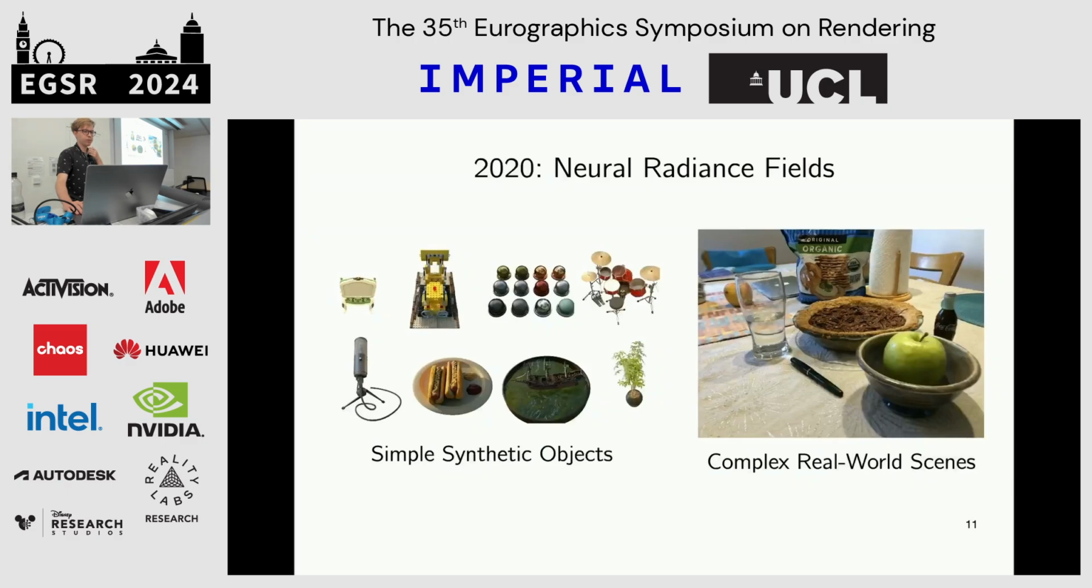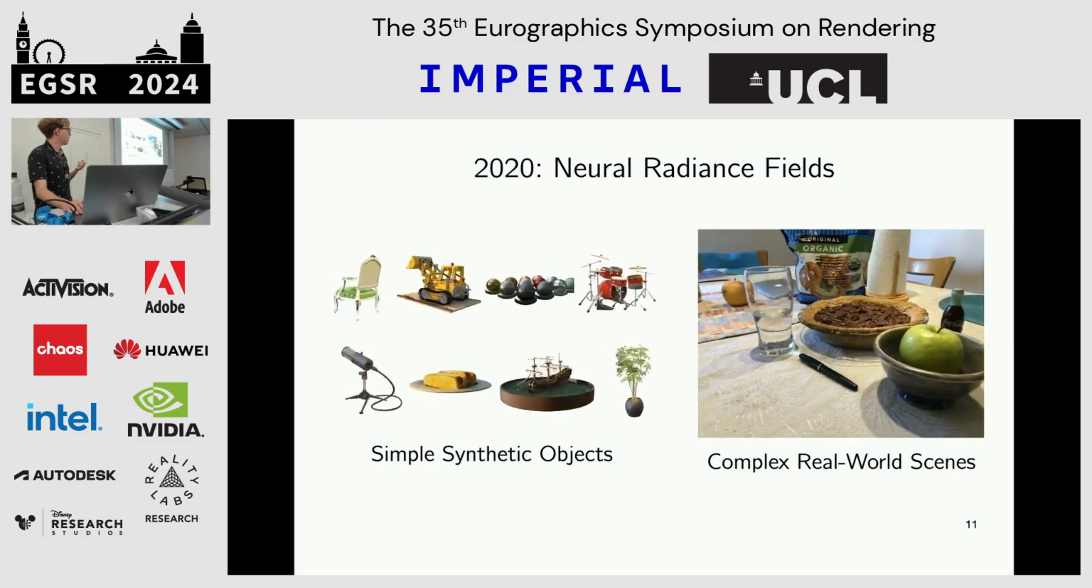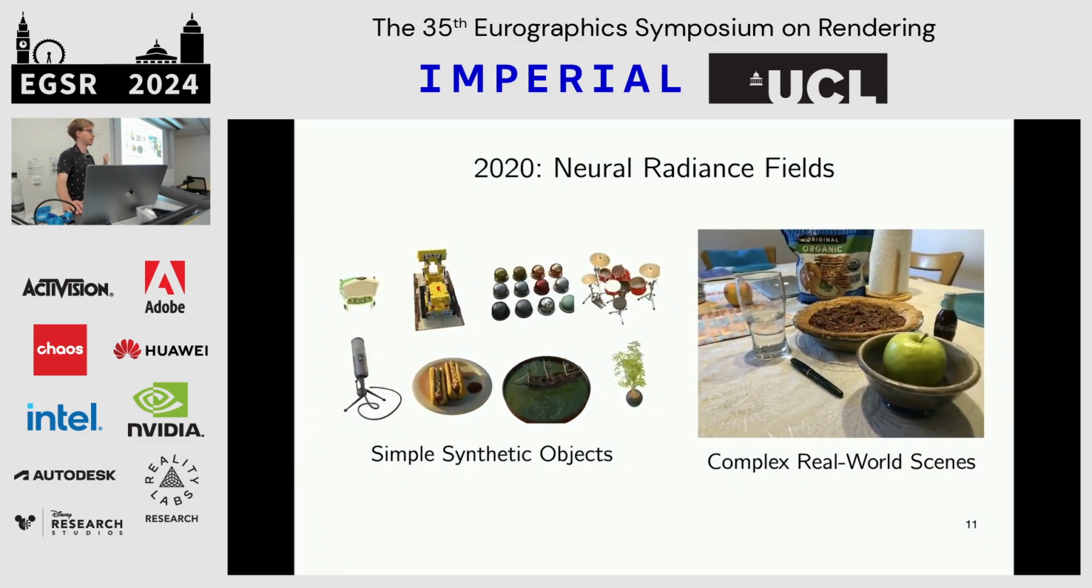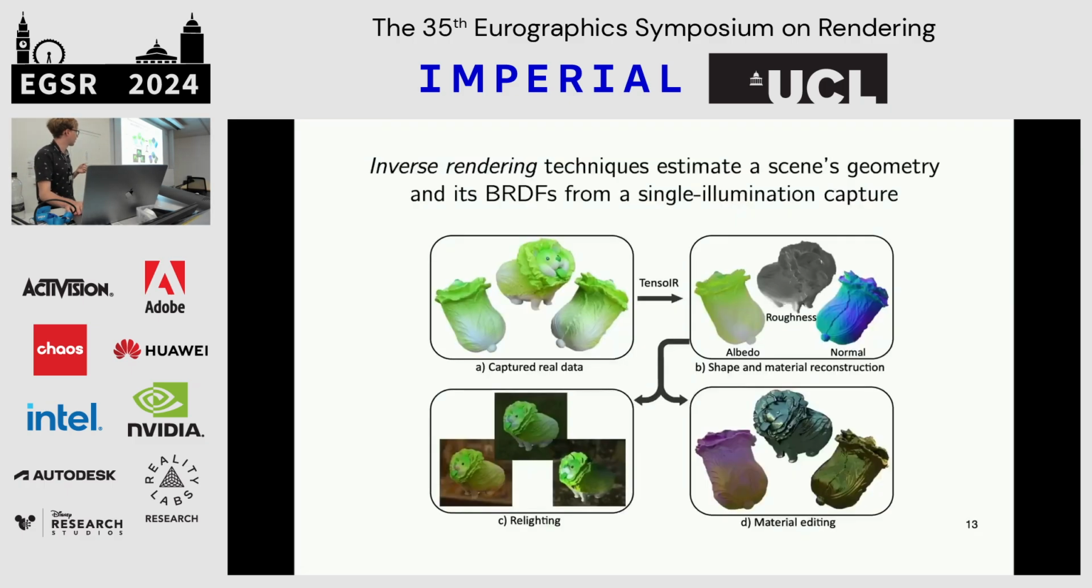So when we look back at the very start of radiance field, we had very good results on both simple synthetic objects and also more complex real-world scenes with complex occlusion and BRDF like glass. So why are we not seeing relighting results on such scenes? Why is it always like little plastic Lego trucks? So that's a question that we've been asking ourselves. So we tried to understand why. And so most of these methods on nerf relightings are based on inverse rendering. And inverse rendering, the name says it all.